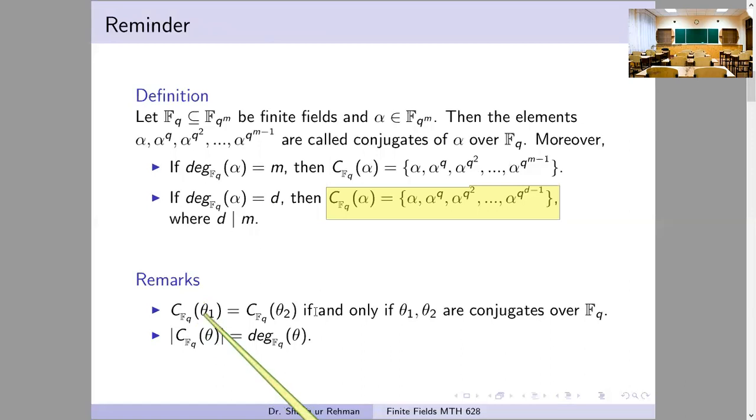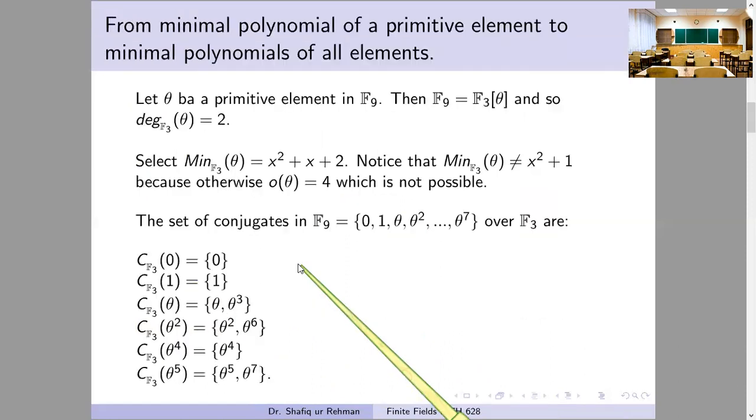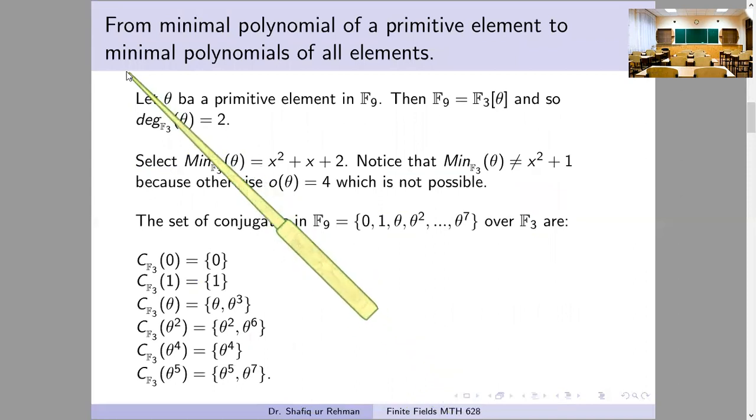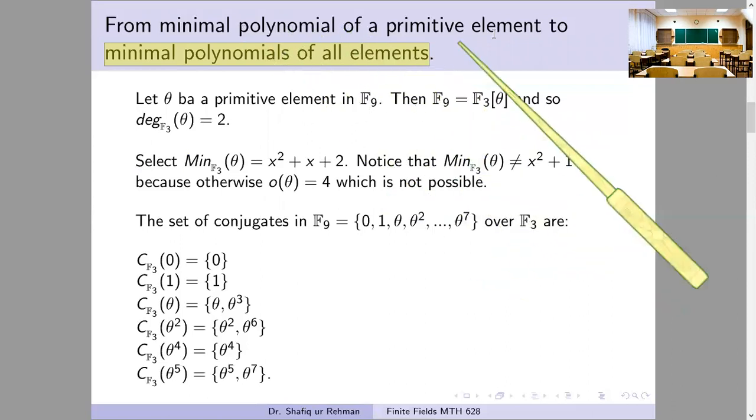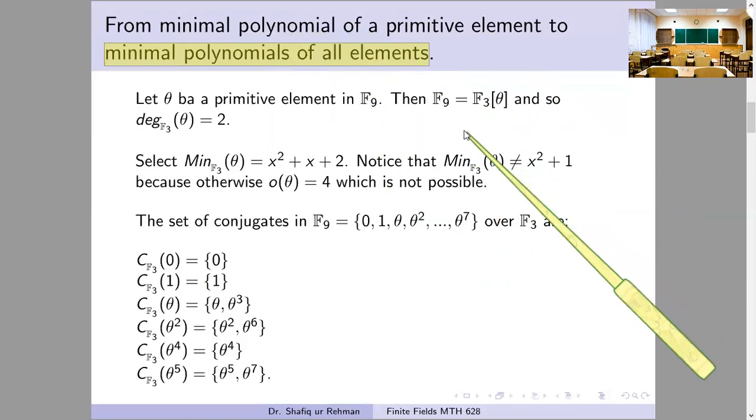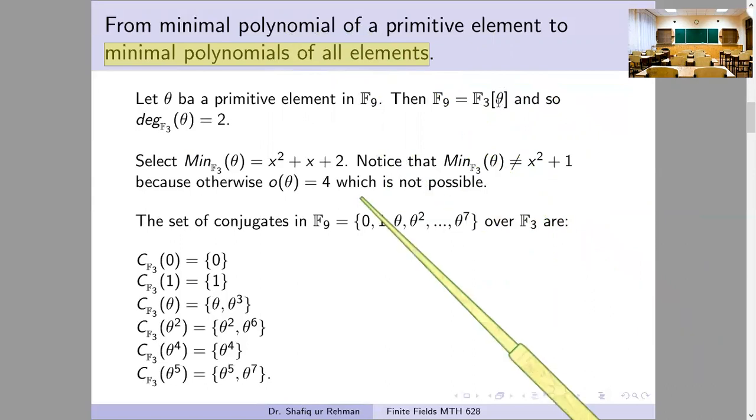And we know that if two elements theta 1 and theta 2 are conjugates, then they will have the same set of conjugates. And the cardinality of this set is equal to the degree of this algebraic element over the field Fq. So these things we already know about conjugate elements. Now we will learn how to obtain the minimal polynomial for all elements of a finite field over some of its subfield by using the minimal polynomial of a primitive element. So I will explain the procedure with the help of an example.